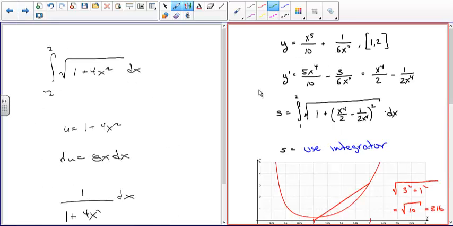Okay, so this is an example of one that does work, but you can see the function looks pretty crazy to start off with. So the equation is x to the 5th over 10 plus 1 over 6x cubed, and we want to find the arc length between x equals 1 and x equals 2. So when you take the derivative, the derivative of x to the 5th is 5x to the 4th, and the derivative of 1 over x cubed, which is x to the minus 3 power, is negative 3 times 1 over x to the 4th. So the second line is the derivative of the first thing.